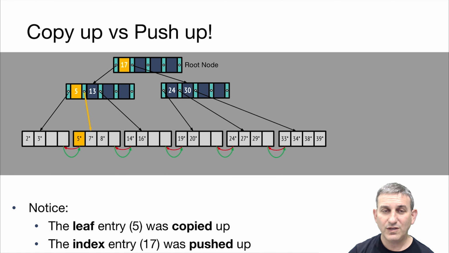Major thing to note here is the distinction in splitting a leaf versus splitting an internal node. The key distinction is that splitting a leaf, we copy the key up. So you'll see the 5 remains as a data entry at the leaf level, as well as being copied into an index entry up above. By contrast, the 17 was pushed up from the middle level to the top level.